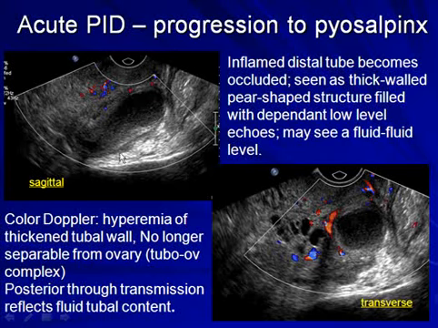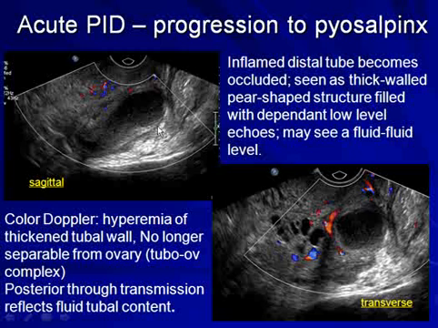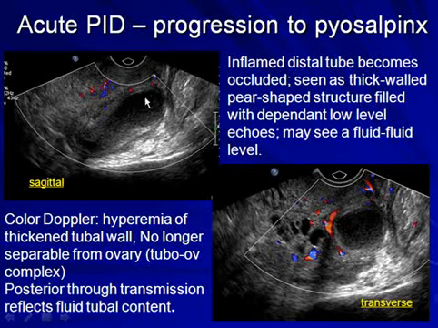Here is the hyperemic fallopian tube in sagittal, and here it is in transverse. Again, to emphasize that using the color can be very helpful to detect hyperemia. And once we have a pyosalpinx, it may be very difficult to separate the ovary from the fallopian tube, and we use the term tubo-ovarian complex. There is also extensive posterior through transmission, which reflects the fluid content of the fallopian tube.